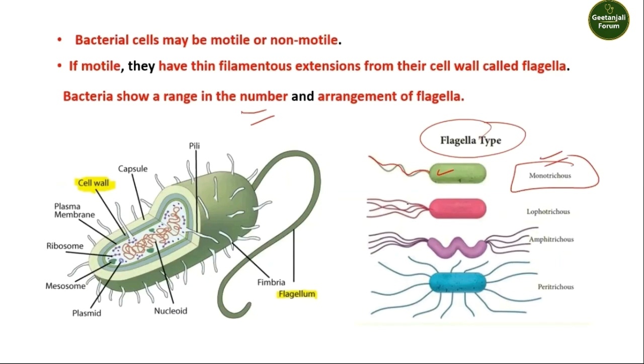When many flagella are present on a single side, it is called lophotrichous. Then amphitrichous, in which both the sides have flagella. Then when flagella are found in the periphery of the entire cell, this is called peritrichous flagella.